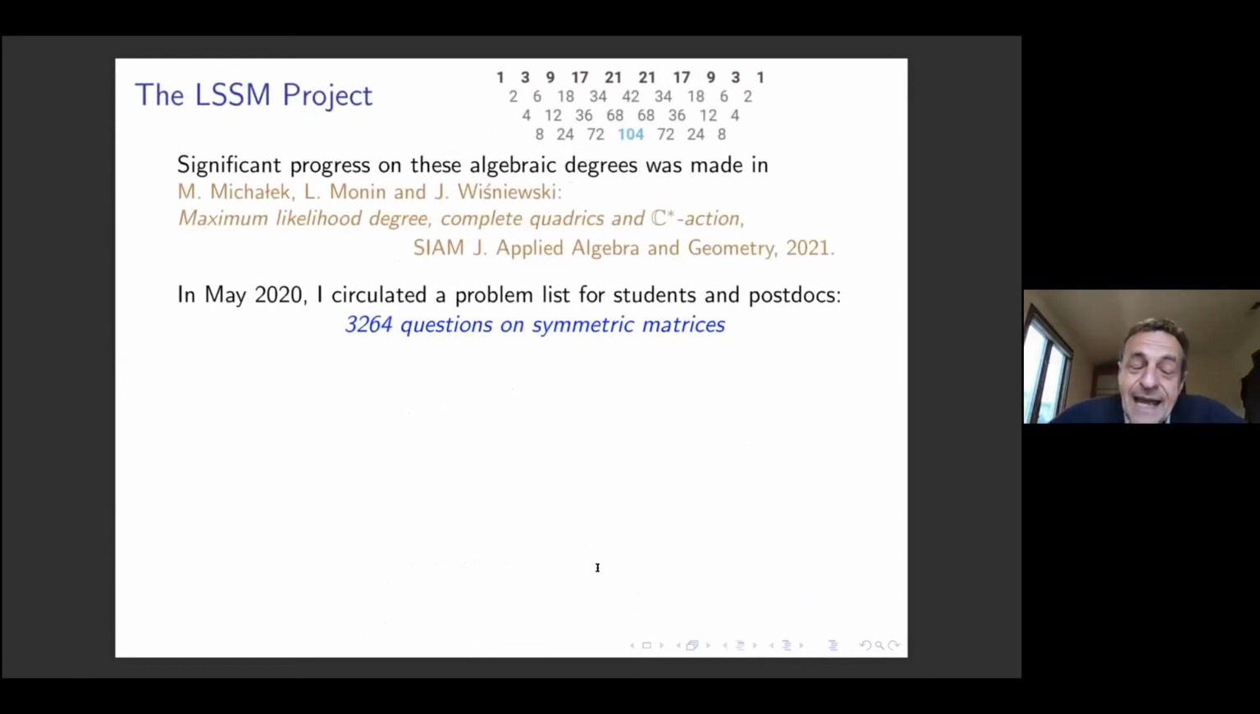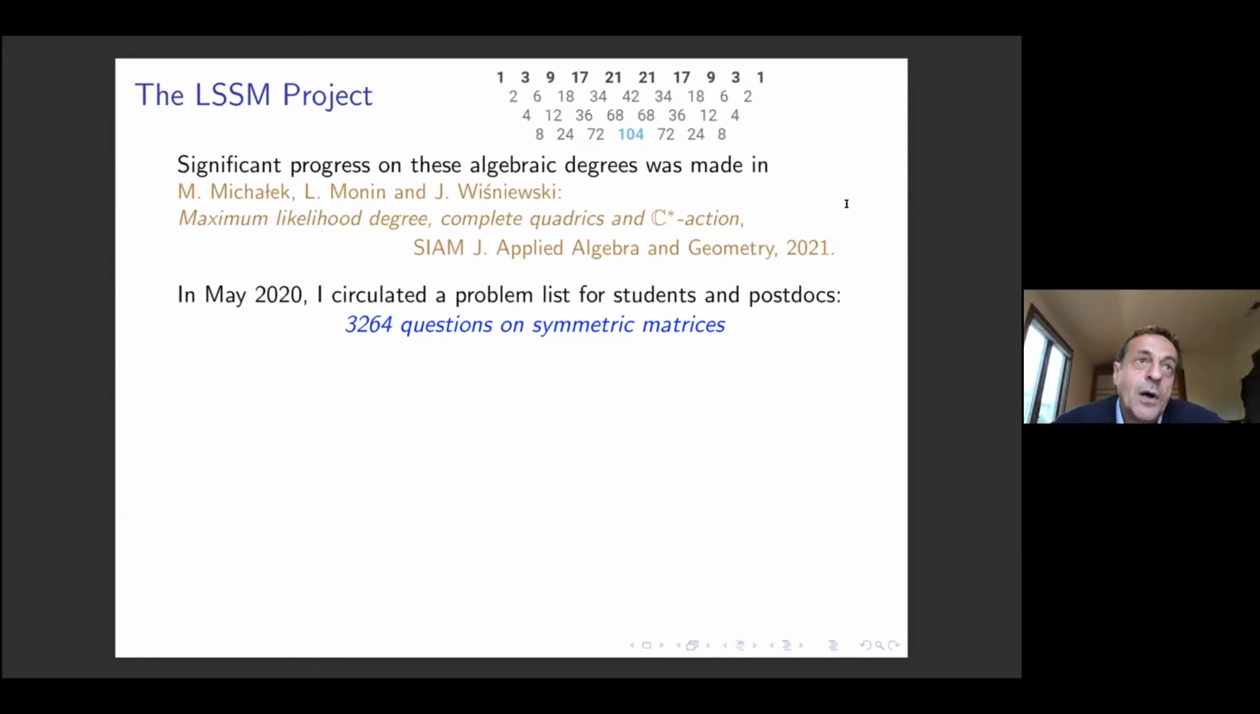Now, LSSM, the acronym for linear spaces of symmetric matrices, is also the acronym of a project. That project was inspired by recent progress due to Michałek, Monin, and Wiśniewski on maximum likelihood degree. It was open for a while what these degrees should be in general, and they just published a beautiful paper where they gave an answer, and that spurred a lot of further research. And then after their preprint came out, the pandemic struck.